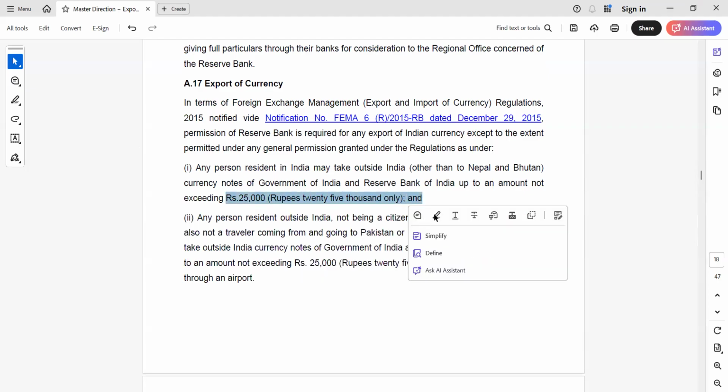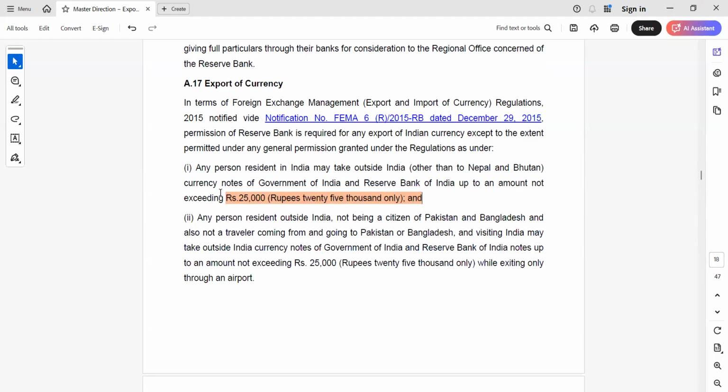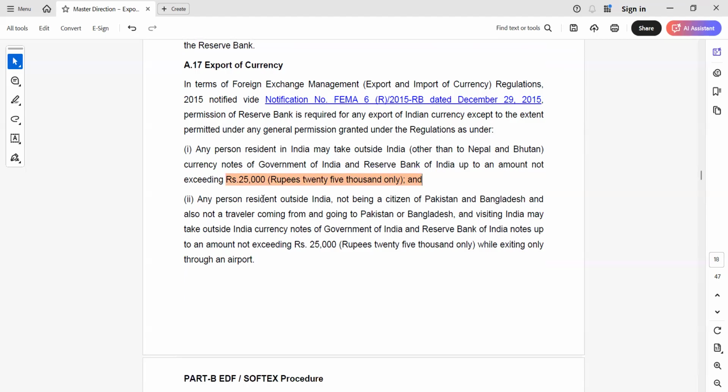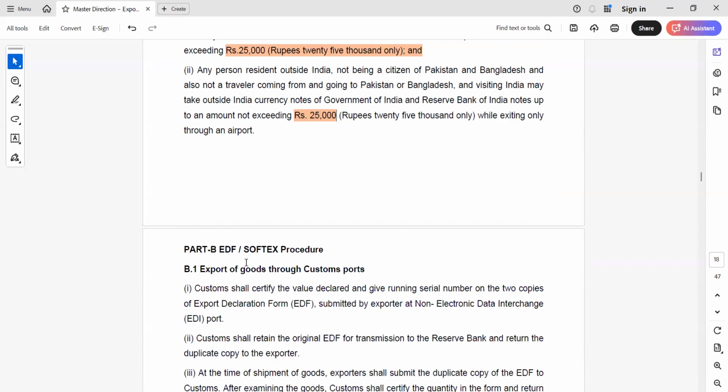This question is many times asked: how much amount one can take. INR. Here we are talking about INR. So INR one can take 25,000, other than to Nepal and Bhutan, outside India. Any person resident outside India, not being a citizen of Pakistan or Bangladesh and also not a traveler coming from and going to Pakistan or Bangladesh, and visiting India, may take outside Indian currency notes not exceeding 25,000. So in this case also 25,000, while exiting only through an airport.